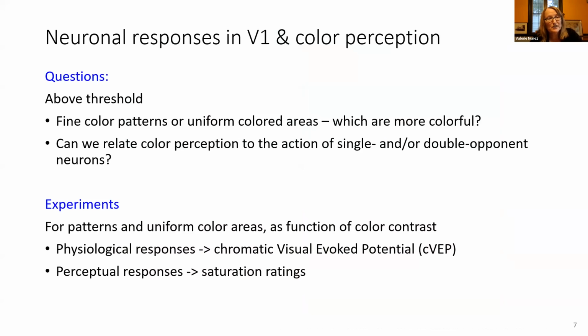Given the color detection is low pass, but the majority of color responsive cells in V1 are band pass, we ask which give greater responses above threshold: fine color patterns or large colored areas? And can we relate color perception to the action of V1 single and/or double opponent neurons? To do this, we conducted measurements of physiological and perceptual responses using the chromatic visual evoked potential and also saturation ratings.